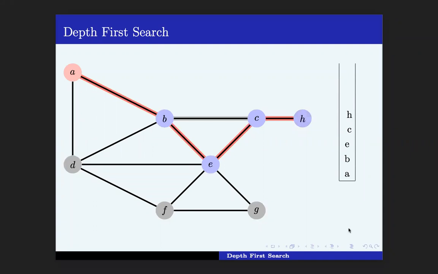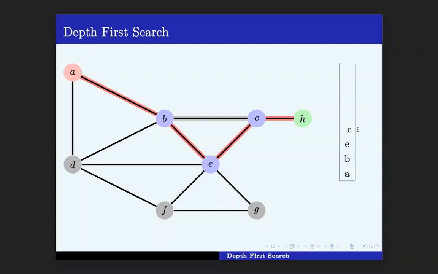Now note this beautiful stuff that's happening. At this time, if I pop the top, I get H, right? And I say, okay, I'm done. H doesn't have any neighbors. So I mark H green. Once I mark H green, where should I be? I should go to its parent, the place from where I came, which is C. But see, magically C is on the top.